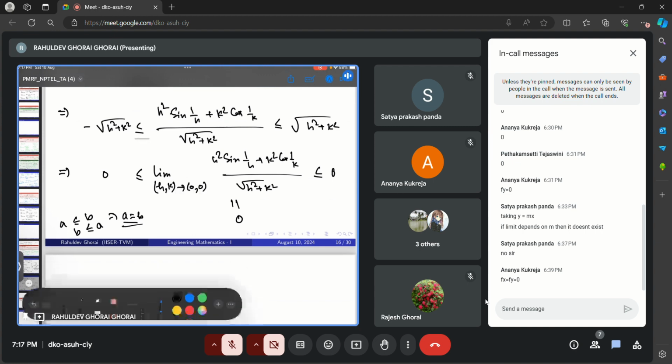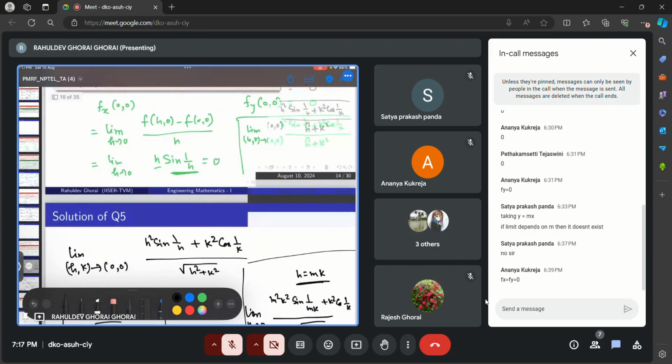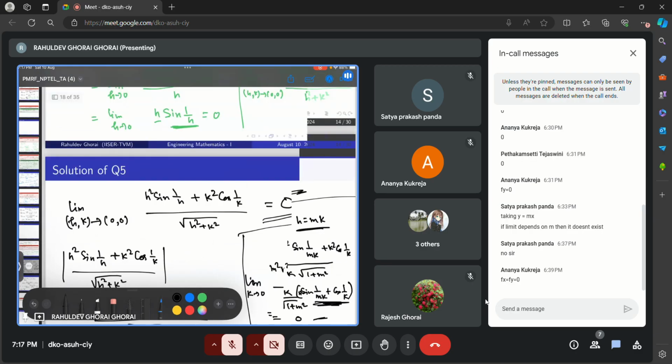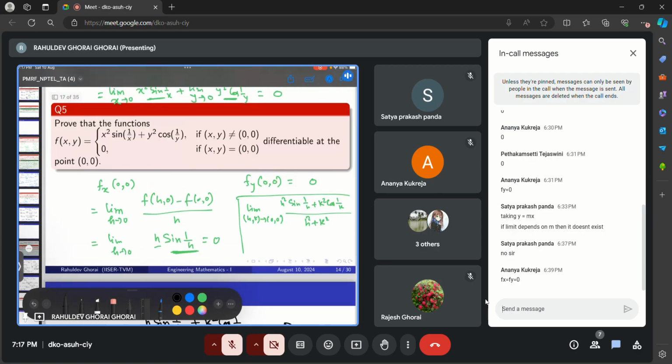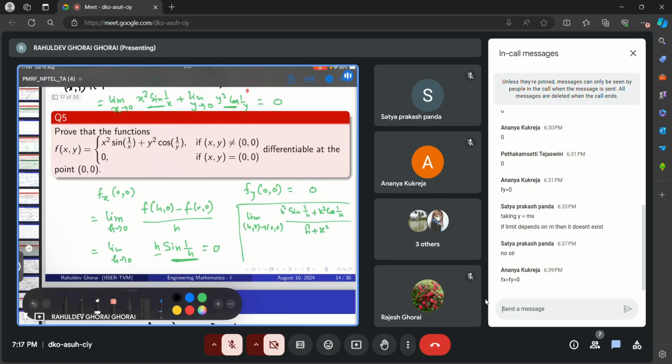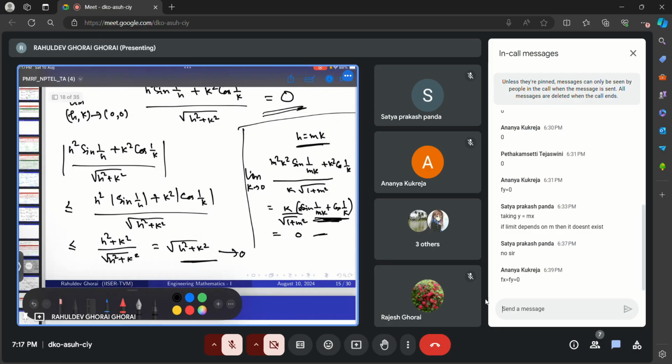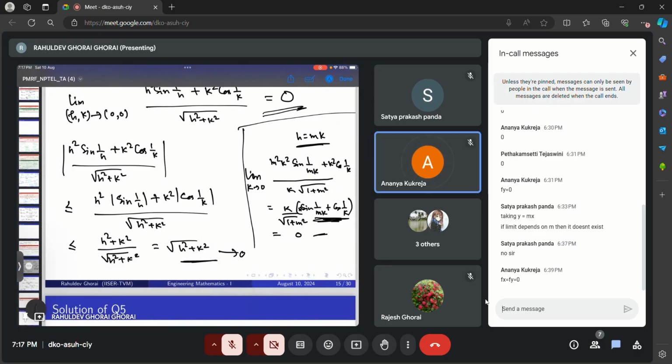And once you prove that this limit is equal to 0, which is what we started with, that implies the function is differentiable. So that's what we proved, that this function is differentiable. Is it okay with everyone? Yes, sir. Okay. Others?